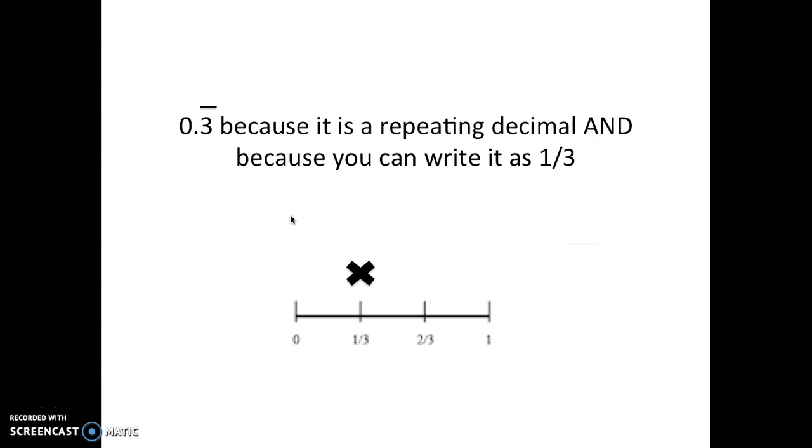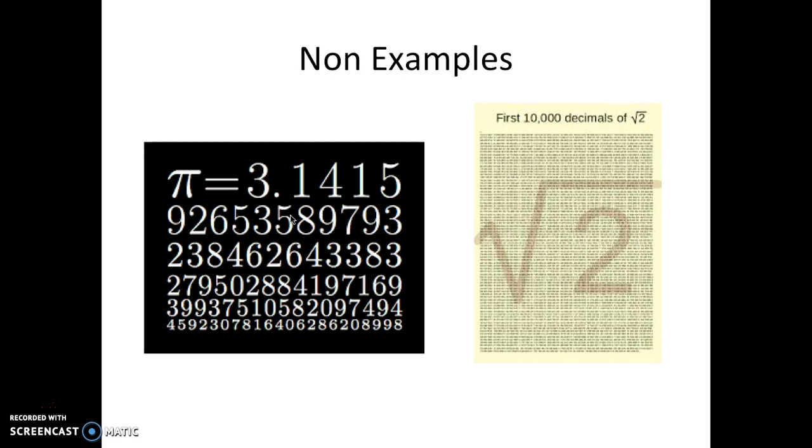To help us understand rational numbers a little bit more, we're going to have a couple non-examples, or examples that are not rational numbers. Everyone has heard of pi, I hope. Not the pie that we eat, but the pi in math. And pi, as most of you probably know, starts off with 3.14159, and it goes on forever and ever. This black picture right here is just part of the number pi. It just goes on forever.